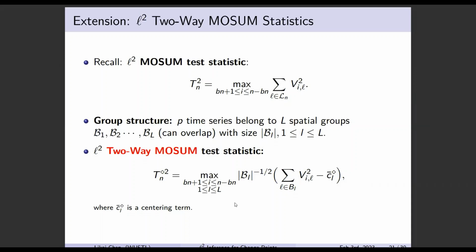The reason we introduce this kind of statistic is that if only a subset of the series jump, but we aggregate the information over all the locations, then we add too much noise. If we only take summations over this subset, then it will enhance the testing power.